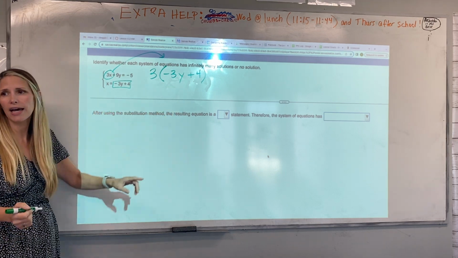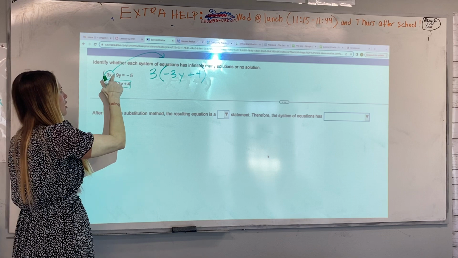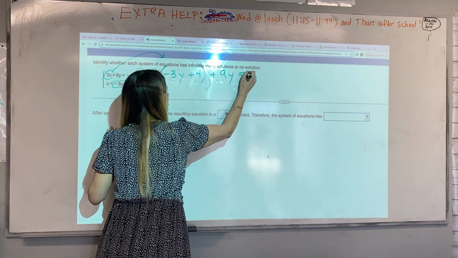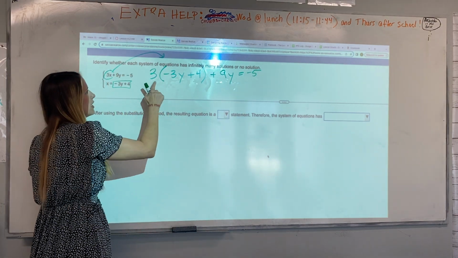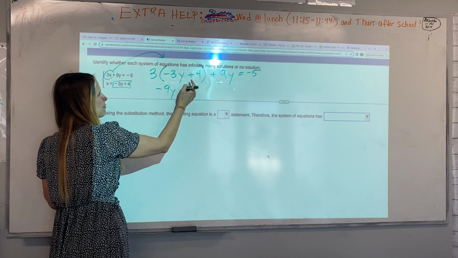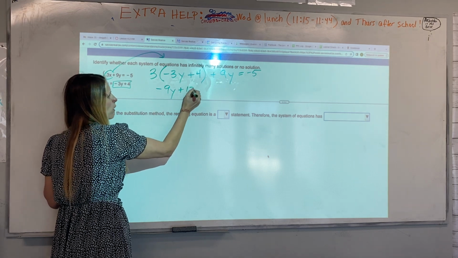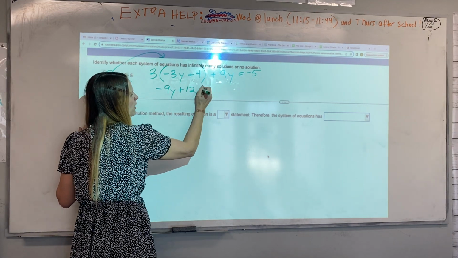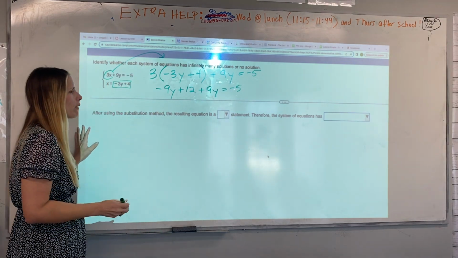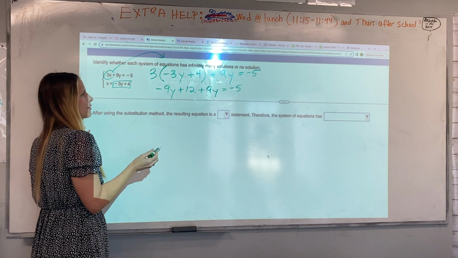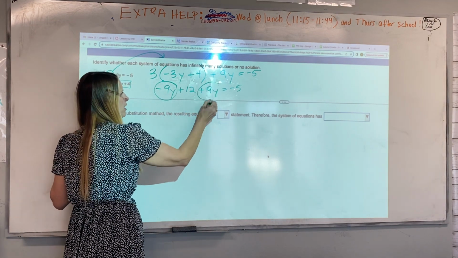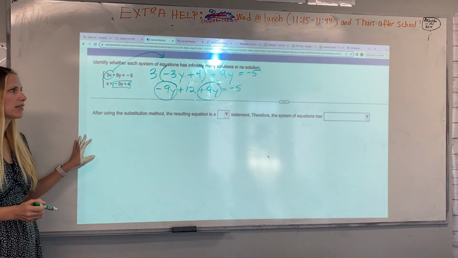Instead of writing this 3x, it's now looking like 3 times negative 3y plus 4. You guys totally get that? Okay. Then I continue by writing plus 9y equals negative 5, and then we just have to solve. 3 times negative 3y is negative 9y. 3 times 4 is positive 12. Then I have to add my 9y equals negative 5. What do I do next? Combine my terms. What's a negative 9y plus a positive 9y?